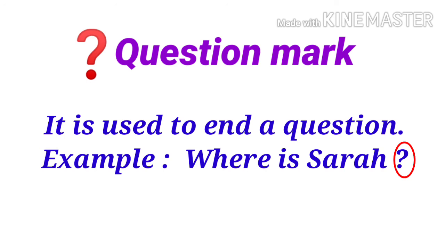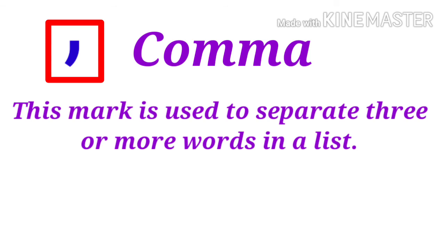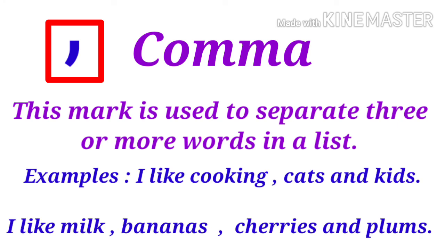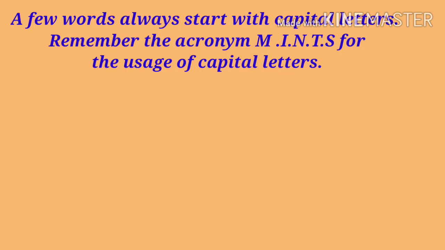After that, I will tell you about the comma. Comma is used to separate three or more words in a list. Examples: I like cooking, cats and kids. And then the second example, I like milk, bananas, cherries and plums. Students, you can see commas in these sentences which we use to separate three or more words in a list.